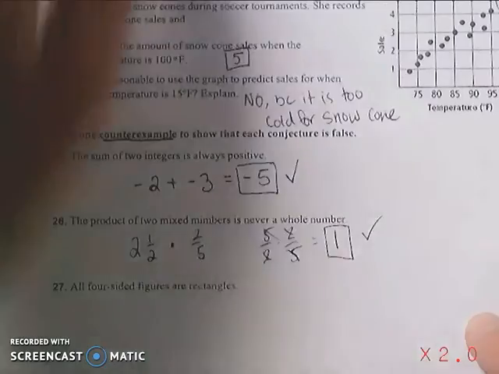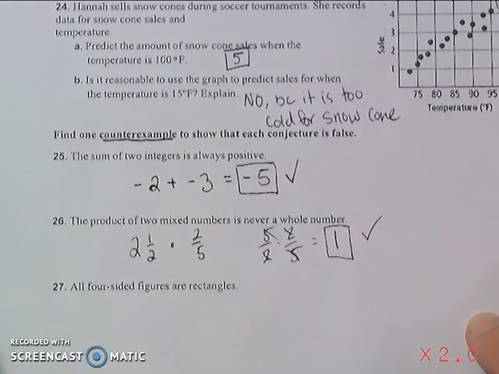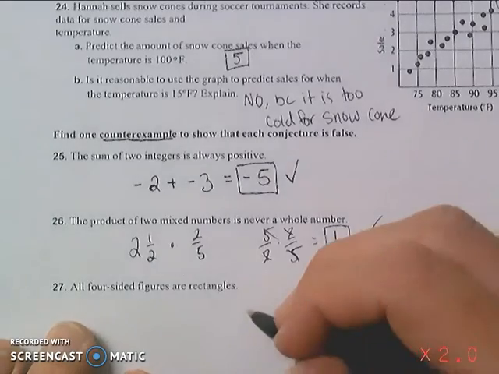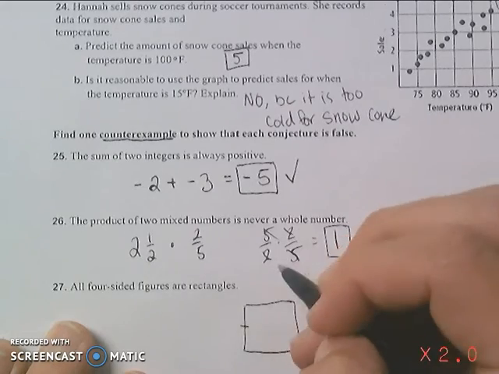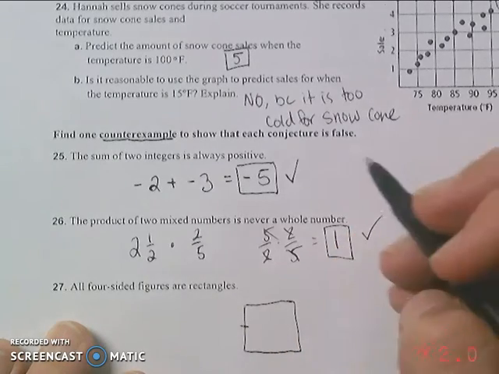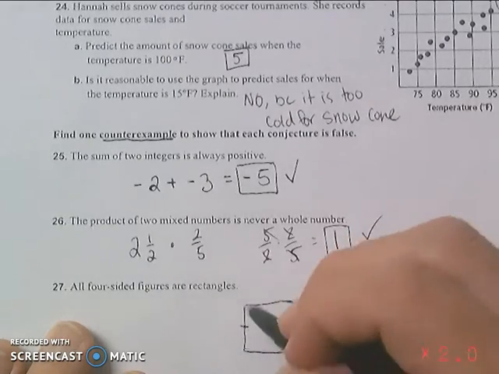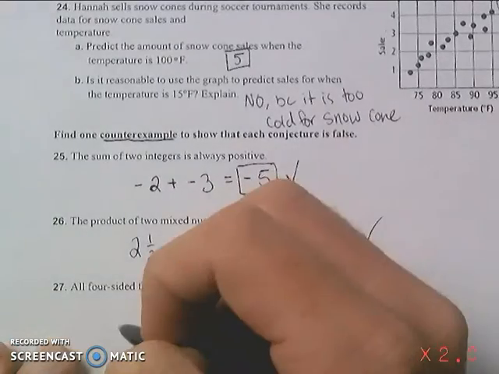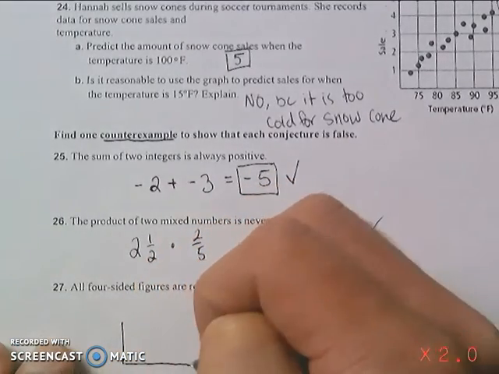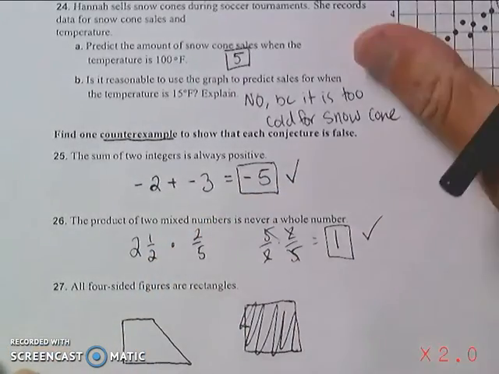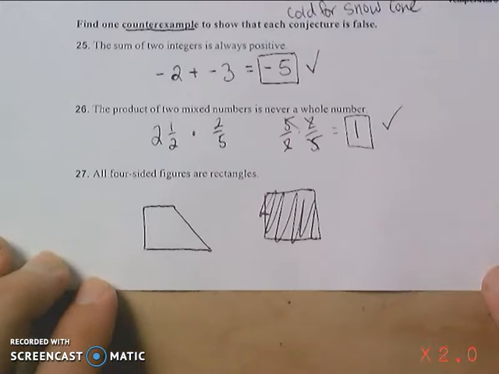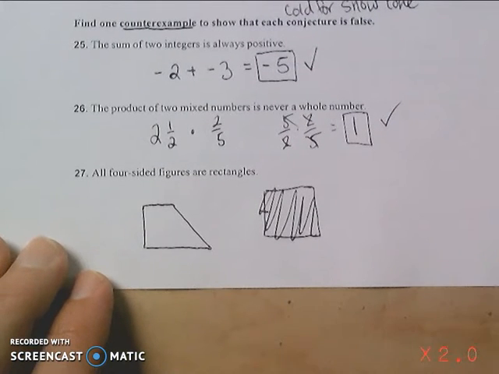All right, last one on here. It says all four-sided figures are rectangles. Well, here's a different example. I kind of drew that weird. Let me try that again. There we go. That's a four-sided figure right here. Let me move it up. That's a four-sided figure, clearly not a rectangle. A rectangle has all 90-degree angles, and this does not.